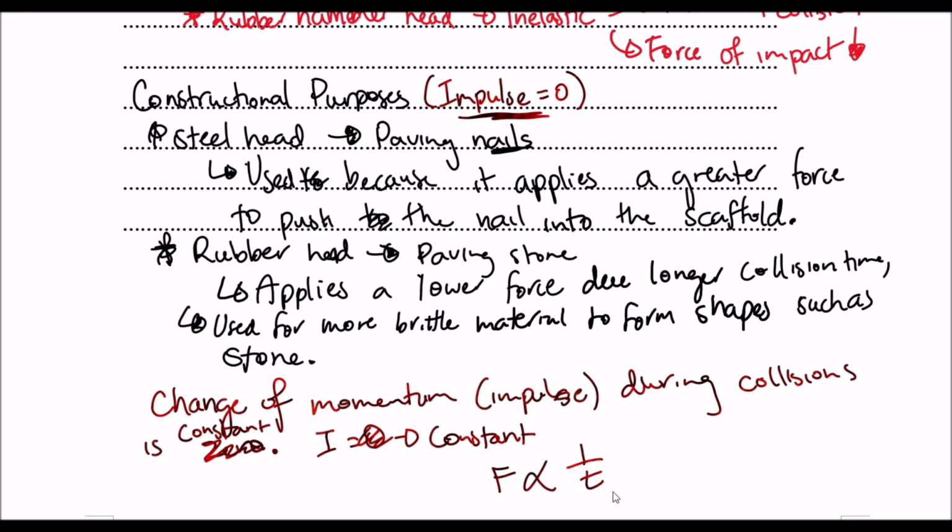So if we increase the time of collision, which is what the rubber head does, then we will decrease the force of impact, whereas if we decrease the time of collision, which is what the steel hammerhead does, that will increase the force of impact. And as such, we would want to use the rubber head for paving shapes and forms, whereas the steel head, we want to use that for hard labor construction.